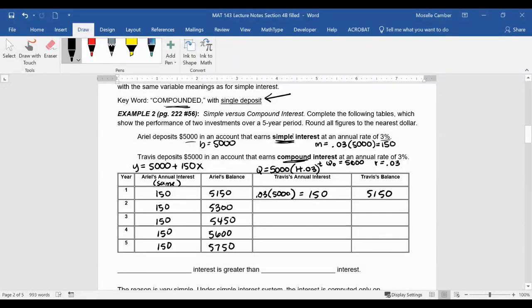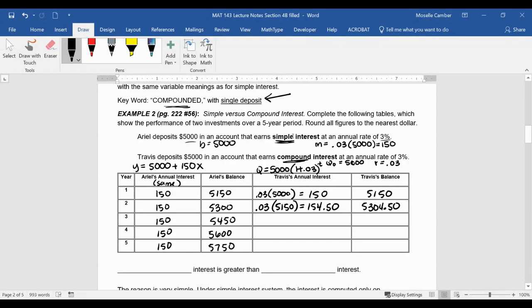Okay, so just like Ariel. But here comes a change. While Ariel stays at 150 every year, Travis is now going to get 3% of his current balance, which is 5,150. So this time he's going to add 154.50. So he'd have 5,304.50 after that. So you can see after 2 years, Travis has an extra $4.50 that he didn't put in.